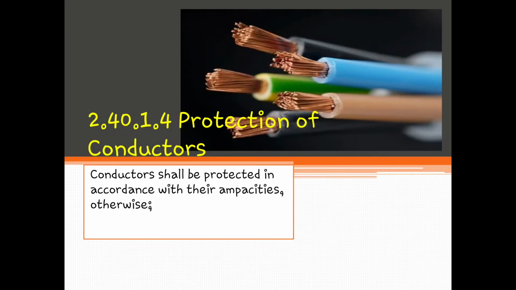Okay, so 2.40.1.4 or the protection of conductors. Conductors shall be protected in accordance with their ampacities. So, kapila na man ta nakatakal about ampacities, and ampacity is the maximum current na makarry sa atong conductor continuously. So, naa na man ta'y idea kung unsa ang ampacity sa mga conductors.